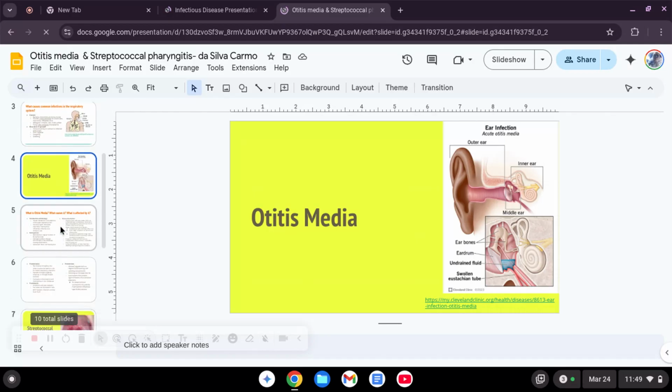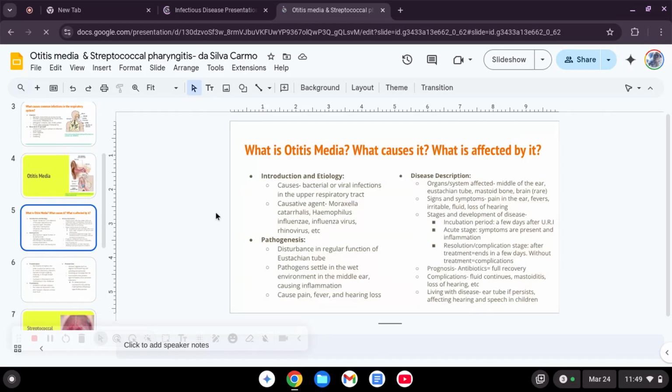Otitis media. What is otitis media? What causes it, and what is affected by it? Children frequently suffer from otitis media. It is an infection or inflammation in the middle of the ear. It usually results from an upper respiratory tract infection and is brought on by bacterial or viral infections in the middle of the ear through the eustachian tube.